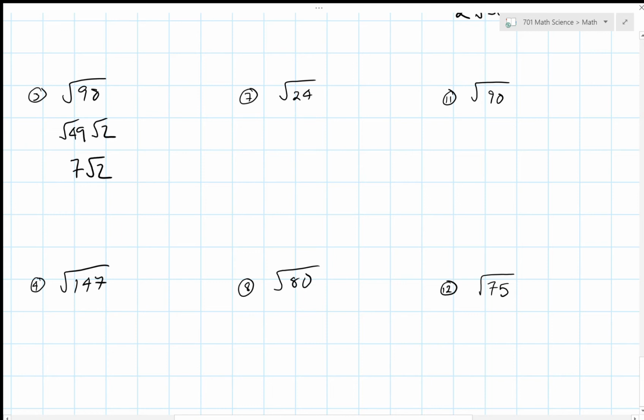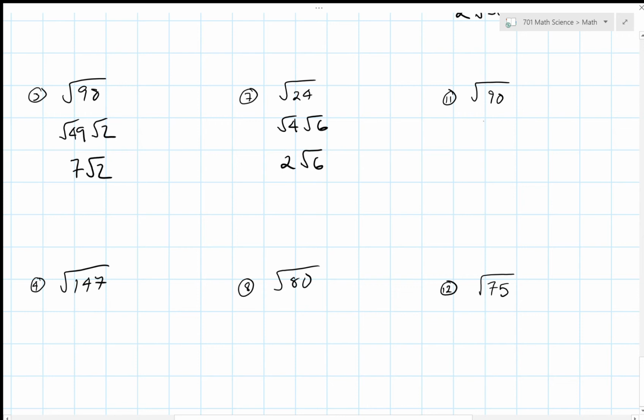We move on to the next problem. Square root of 24, you think about it, you ponder it for a moment. Oh, and you realize root 4, root 6. 4 is a perfect square factor. Square root of 4 is 2. Can I do anything with my 6? Can't do anything, so it's going to be 2 root 6.